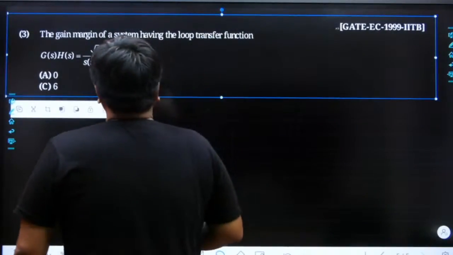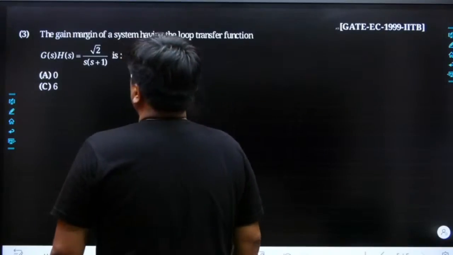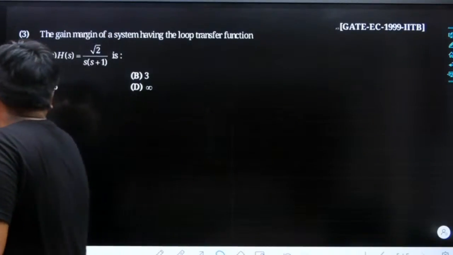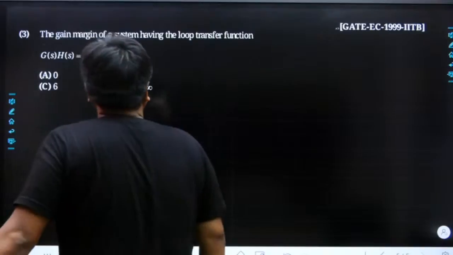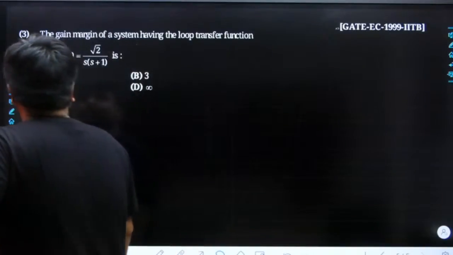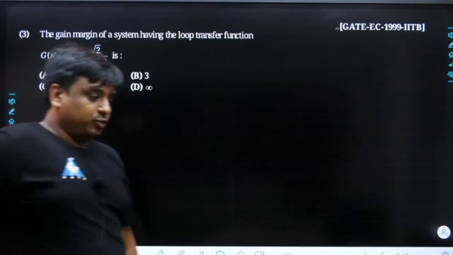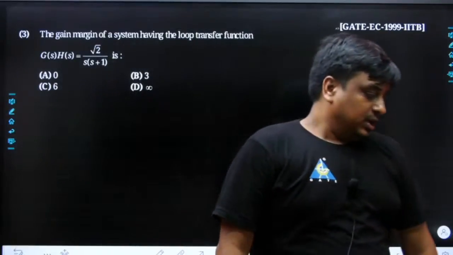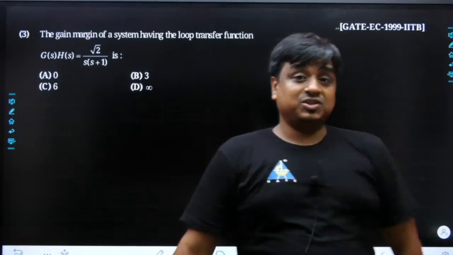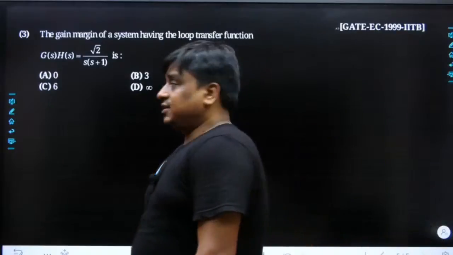The gain margin of the system having the loop transfer function G(s)H(s) equal to root 2 divided by s into (s plus 1) is. Four different options were given along with this problem: A is 0, B is 3, C is 6, and D is infinity. Tell me what would be the best answer for this problem. How much gain can we provide to the system such that the system reaches the verge of instability?